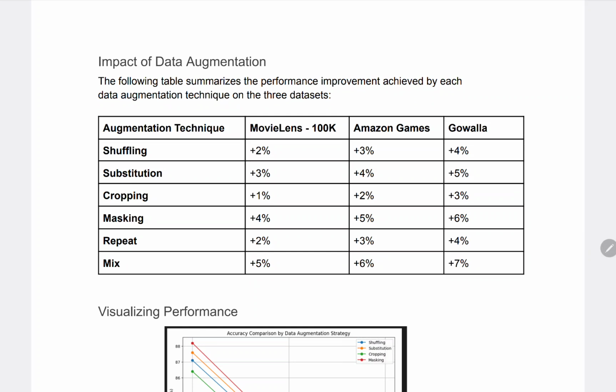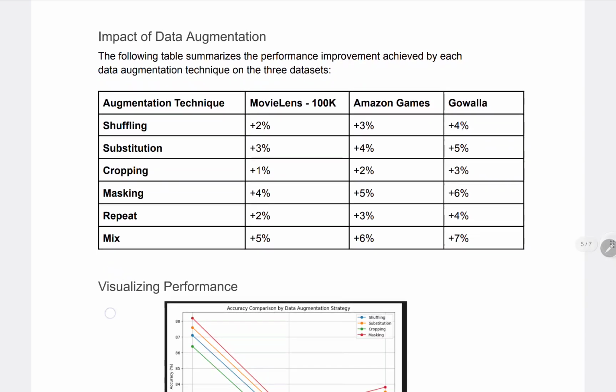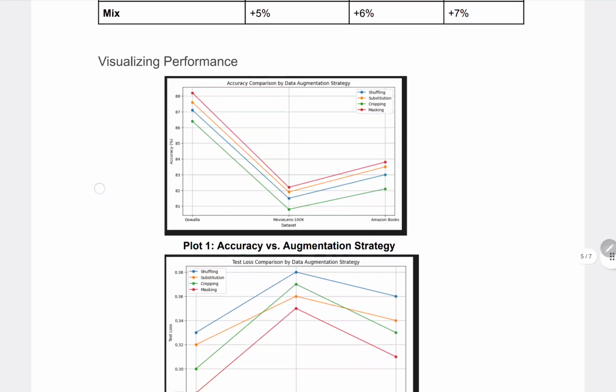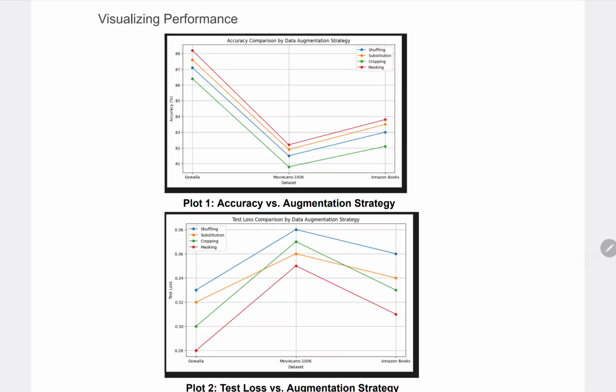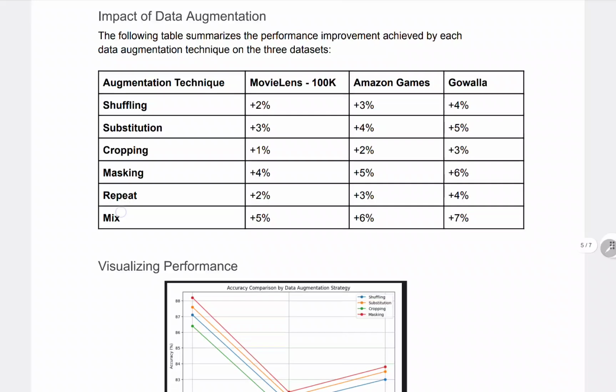Performance comparison across the datasets. The impact of augmentation strategies varied across the datasets. For instance, on MovieLens, masking and substitution yielded the best results, with masking improving accuracy by 4%. On Amazon Games, mixing and substitution stood out, likely because the dataset's gaming interactions benefited from more diverse sequences.